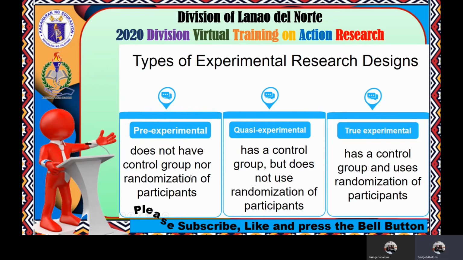So as you may read here, all types of experimental research design talk about randomization. What does randomization mean? Randomization is a process of selecting the participants in such a way that everyone from the target population has a chance of being selected. Therefore, anyone from the target population can be a participant of your action research.